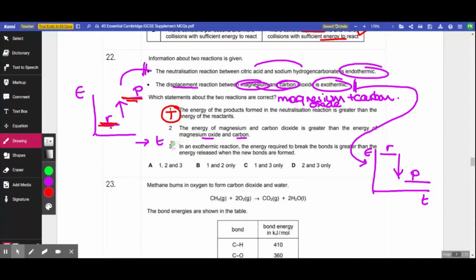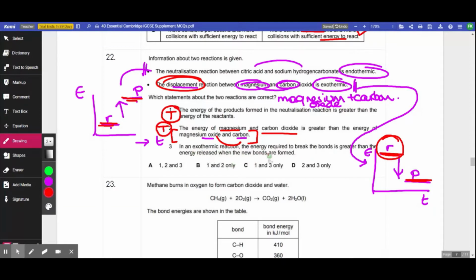Let's have a look at number 2. The energy of magnesium and carbon dioxide is greater than the energy of magnesium oxide and carbon. So remember that magnesium and carbon dioxide are the reactants. The products are magnesium oxide and carbon. That's why it's quite crucial for us to understand what is going on with a displacement reaction, so we're not put off by that little turn of phrase. So you can see that the energy of the reactants, magnesium and carbon dioxide, is greater. So that is a true statement.